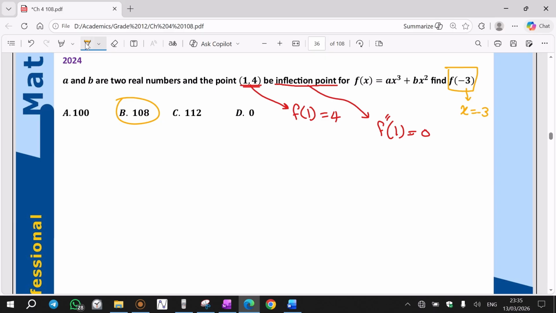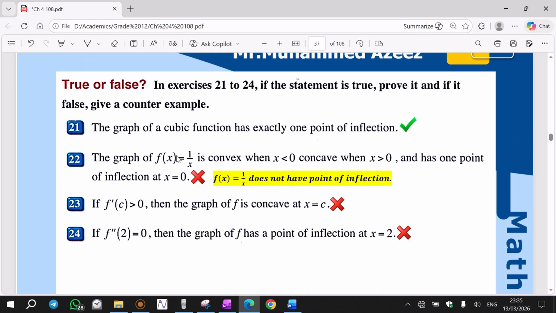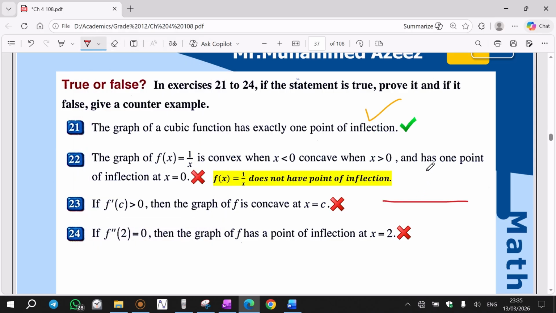108. True, false. The graph of a cubic function has exactly one point of inflection. That is true. The graph of 1 over x, that's a tricky question. Let's graph 1 over x. 1 over x is positive on the positive side, negative on the negative side.